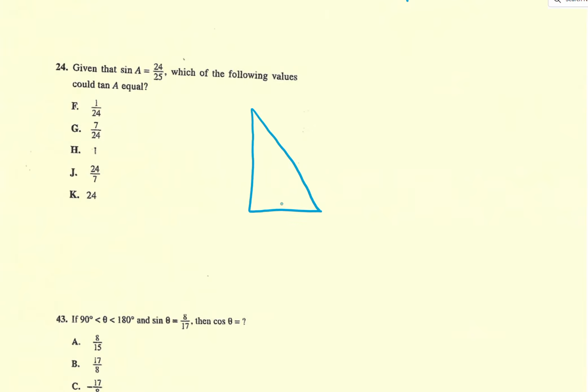We need a triangle with angle A, I'll just let that again be there. We're given that the sine, which is the opposite over the hypotenuse, remember your SOH, so the opposite is 24 and the hypotenuse is 25. We need to find this right here. Although we do know that tangent is opposite over adjacent, so I know 24 has to be on top because that is the opposite.